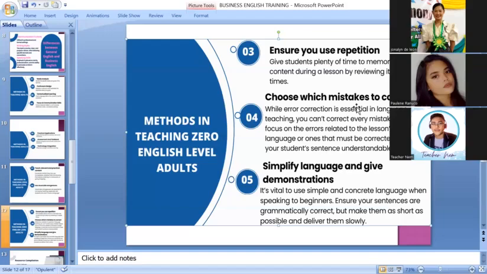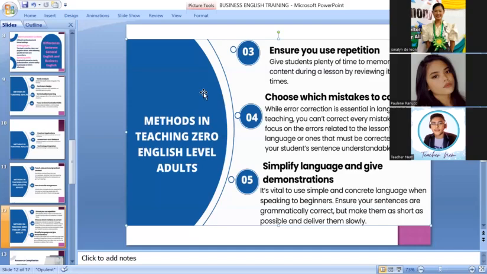How about, okay, Teacher Nem is back. Okay, do you have an idea, Teacher Nem? How to simplify language and give demonstrations. I think Teacher Pauline wants to share something, or wants to share your idea.